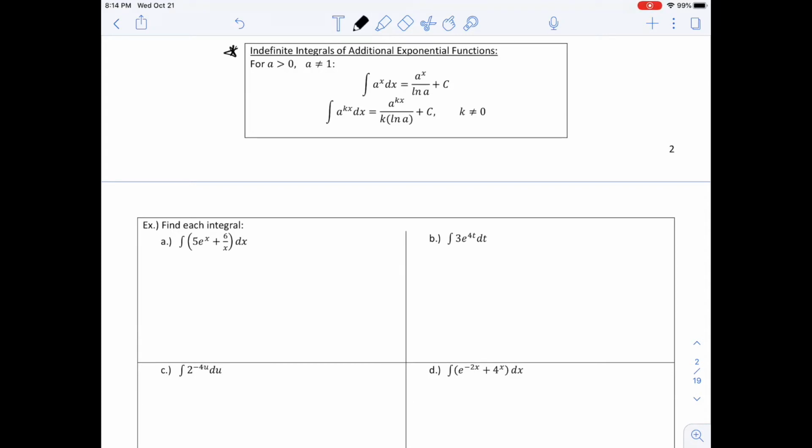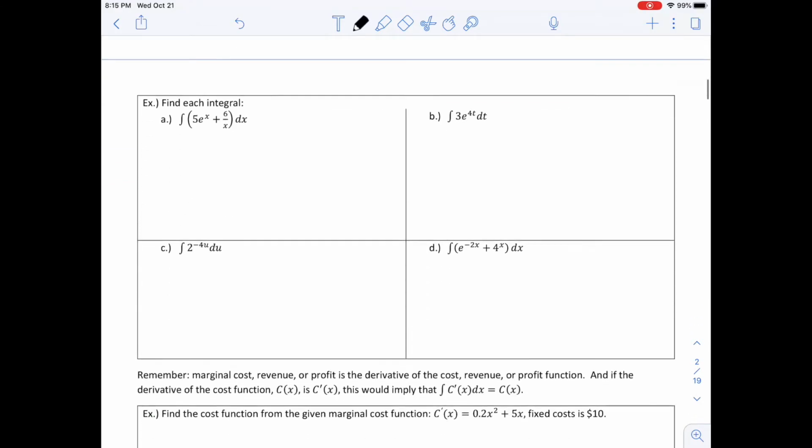Here's some more formulas that we need to know. It says for a greater than 0 and a not equal to 1, the integral of a to the x dx is equal to a to the x divided by ln of a plus c. And then the integral of a to the kx dx is equal to a to the kx divided by k times ln of a plus c, and k cannot be equal to 0.